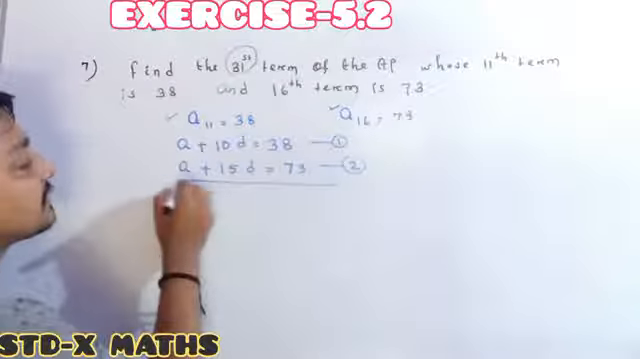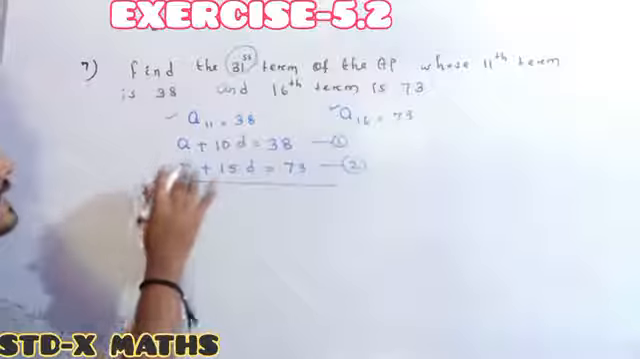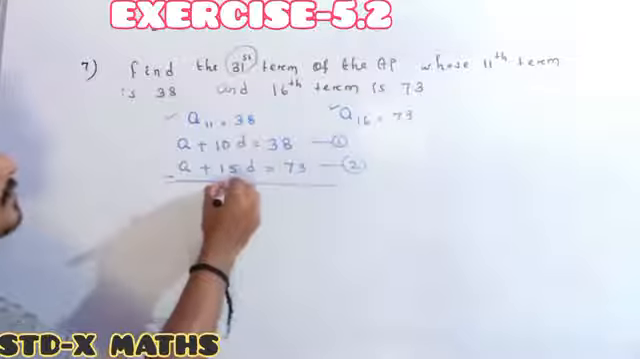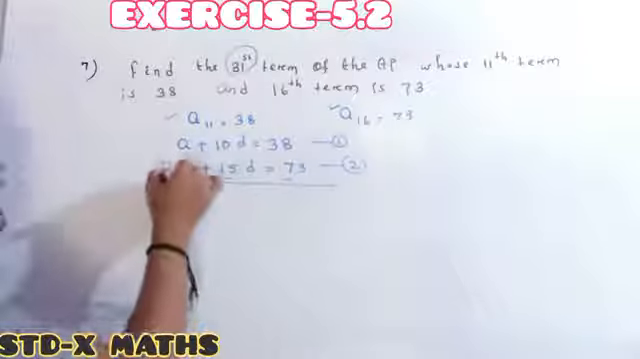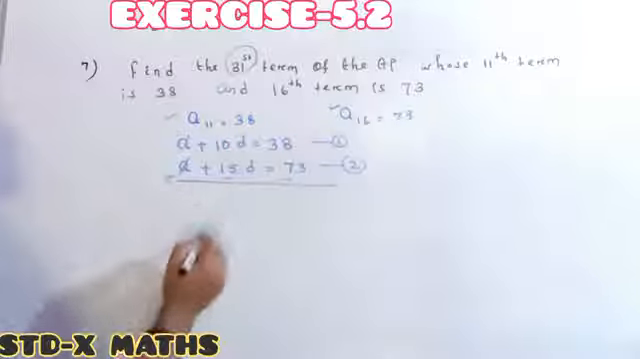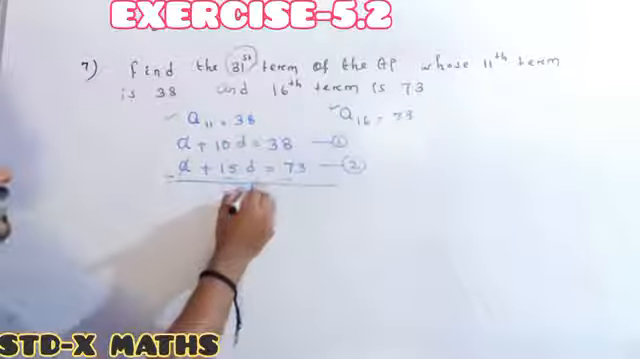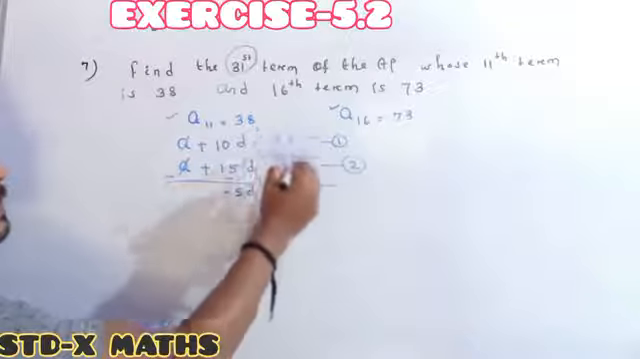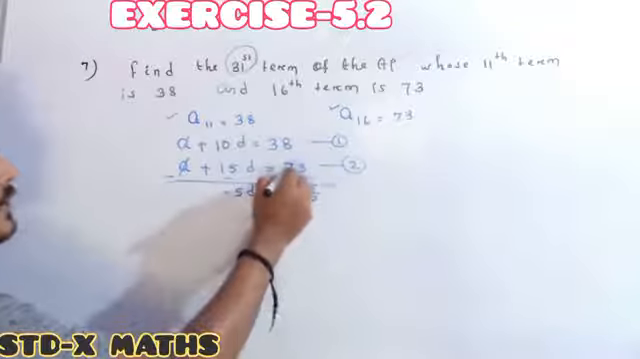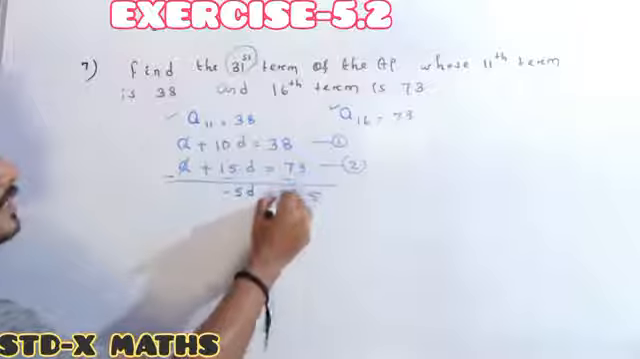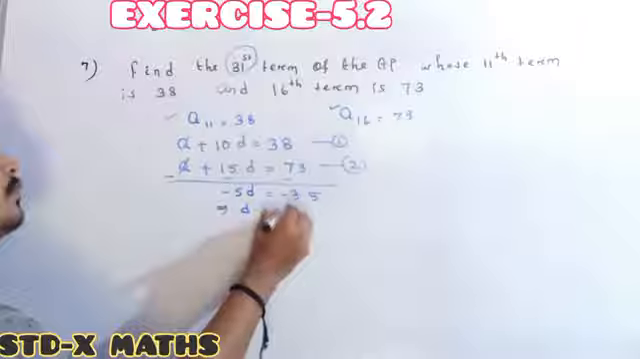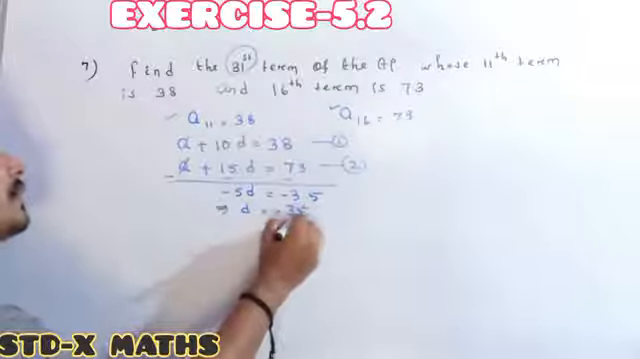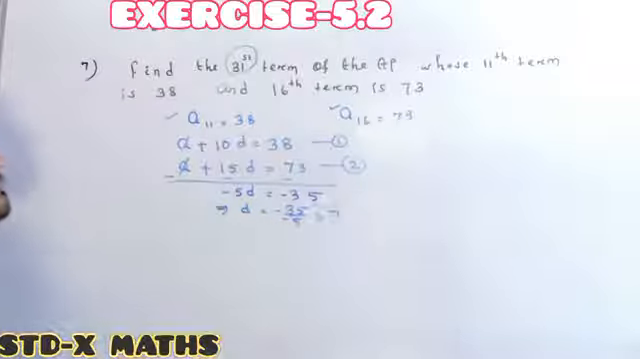Everyone see. Here I am subtracting equation 2 from equation 1. Here it is minus, here it is minus. On subtracting, A will be cancelled, plus A minus A cancelled. Here it will be minus 5d, and 38 minus 73 is minus 35. So on solving, you will get d equal to minus 35 divided by minus 5, which becomes our 7.